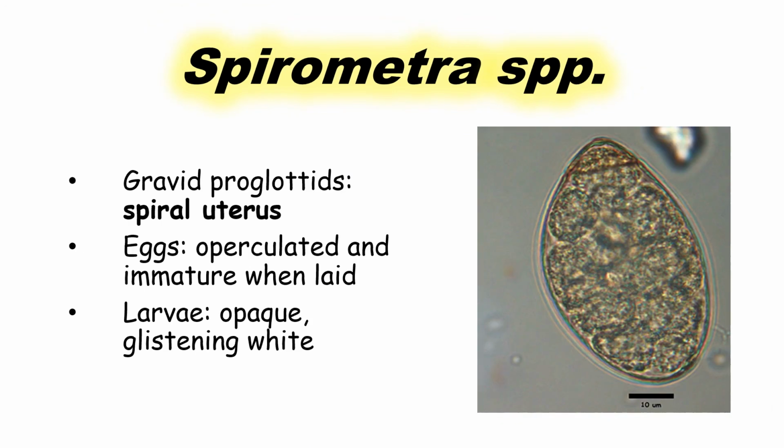Okay? So here, its proglottids, the gravid proglottids, guys, show a spiral uterus, while for your D. latum, a rosette uterus. Okay, so it is spiral. Eggs are operculated as well and immature when laid, and its larva is opaque and glistening white, or its sparganum.